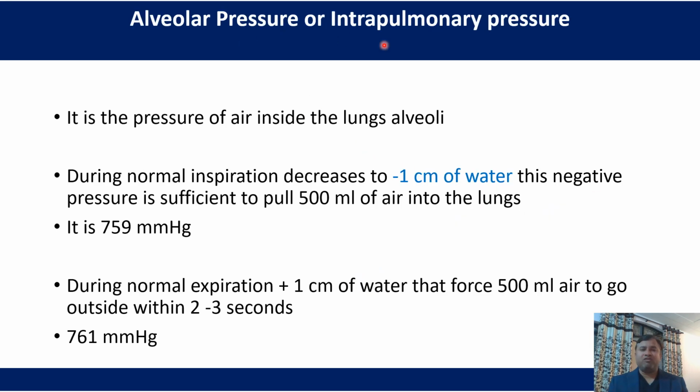Now come to the alveolar pressure or intrapulmonary pressure. It is the pressure of the air inside the lung alveoli. So during normal inspiration, it decreases to -1 cm of water. This negative pressure is sufficient to pull 500 ml of air into the lungs. So the alveolar pressure is 759 mmHg.